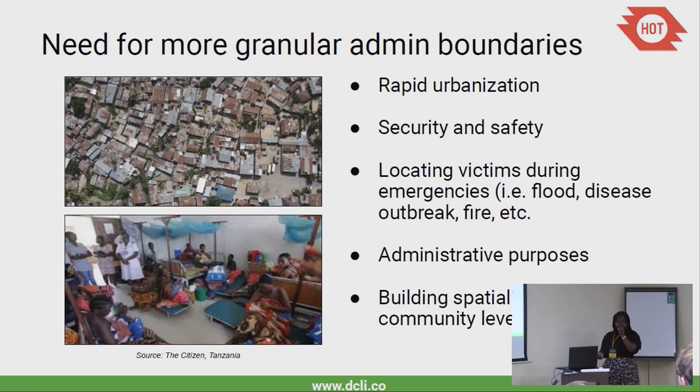Another reason is administration purposes. We do a census in our country every 10 years. We need something called enumeration areas, which we use to do the census. So this granular boundary would be one of the potential uses for this purpose, as well as for other uses.